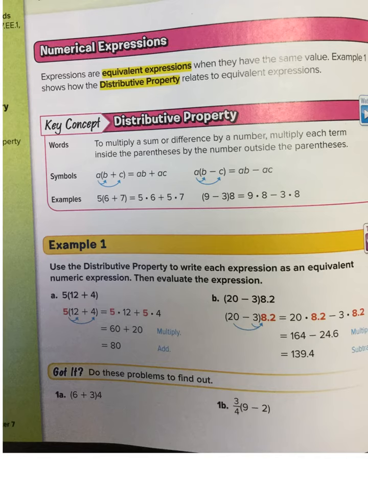Chapter 7, Lesson 1, the distributive property. You should be on page 292 in your book. Expressions are equivalent expressions when they have the same value. Example 1 shows how the distributive property relates to equivalent expressions.